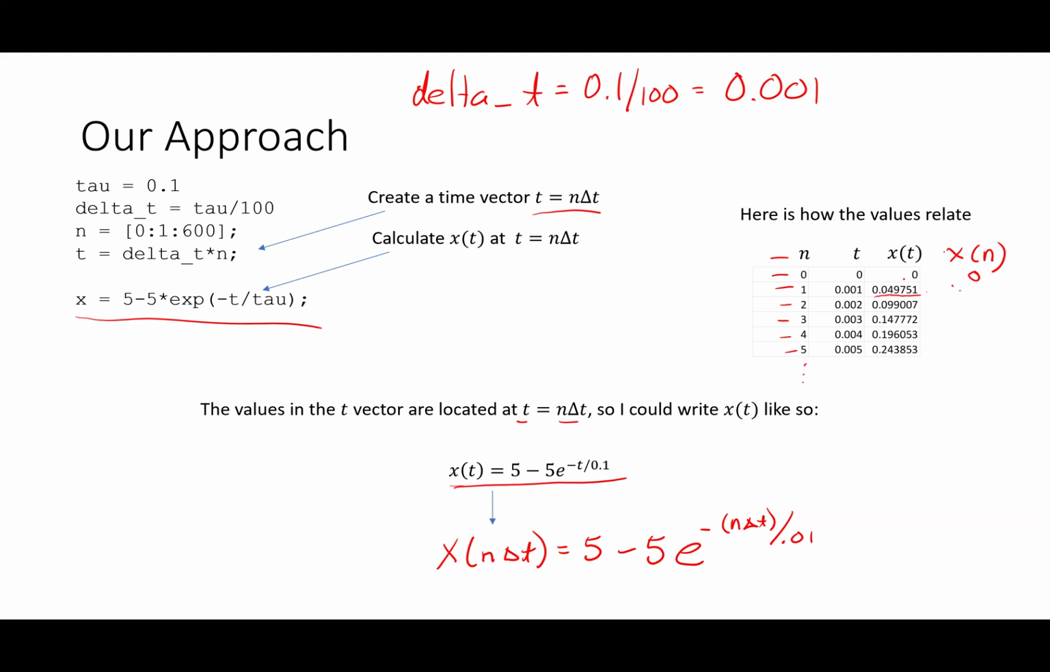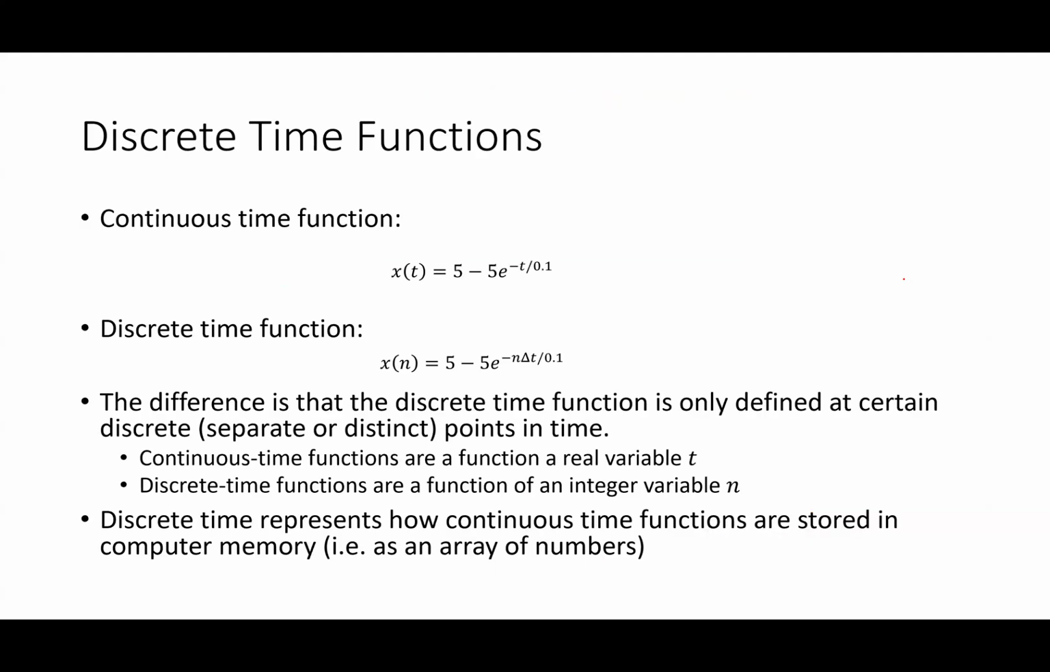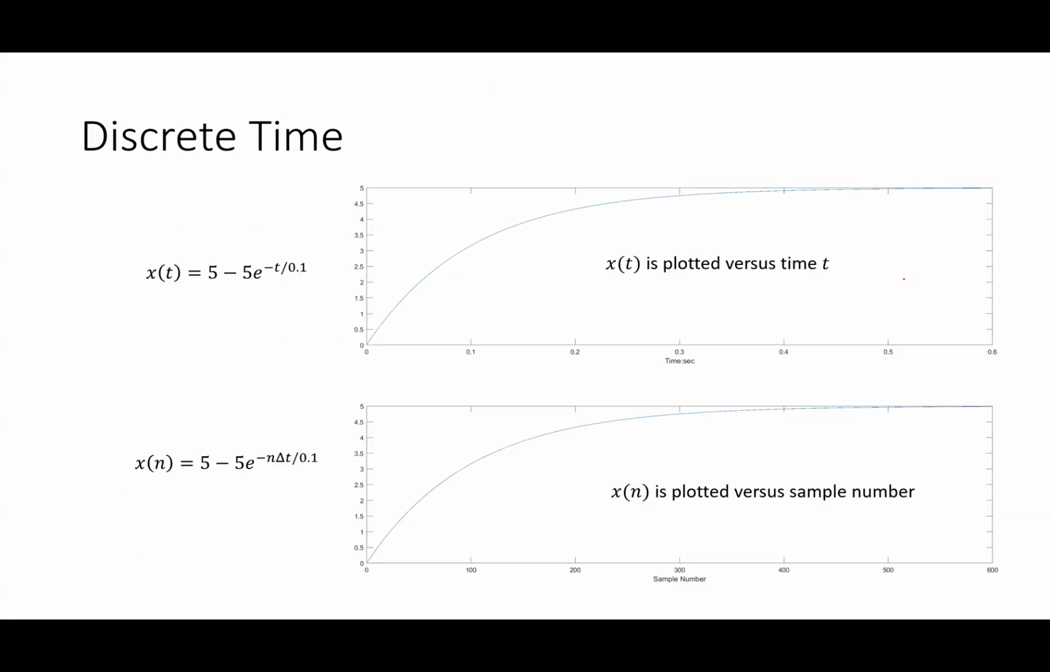What would that look like if I graphed that? I'm going to come back to that slide for a second. Here's what I'm showing. I have my x of t there and my x of n here. Let's take a look at what's the difference between these two graphs. Are they different?